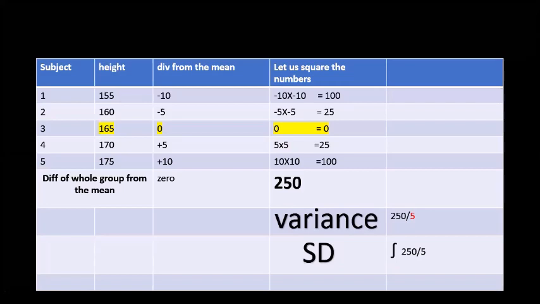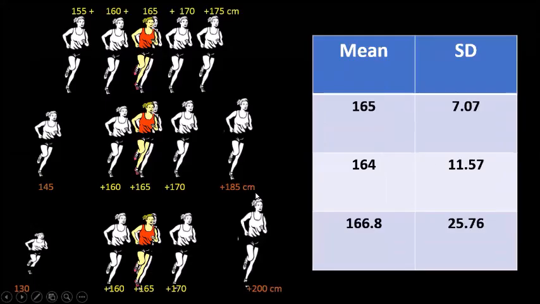They want to get rid of the minus sign, so they multiply the number by itself. They add, divide by the total number. This is the variance. If you get the square root of this process, this is the standard deviation. As you notice here, when we calculate that, in the first group, the standard deviation is 7. In the second group, the standard deviation is 11. In the last group, the standard deviation is 25.